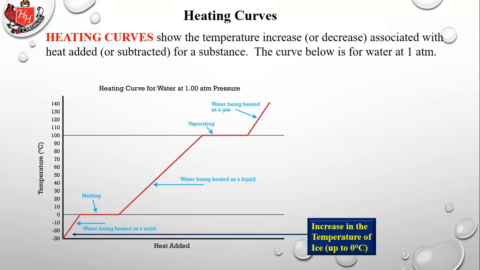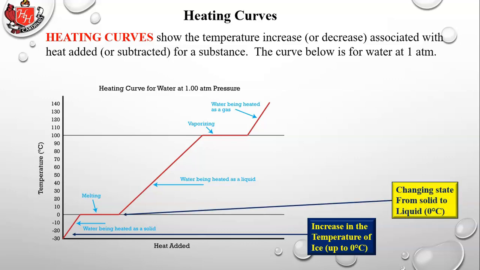So the first upward sloping line you see in the bottom left is increasing the ice from a temperature of negative 30 degrees up to 0 degrees. So during that period, when it's in between negative 30 and 0, it remains as ice. It's not melting at all at that point.